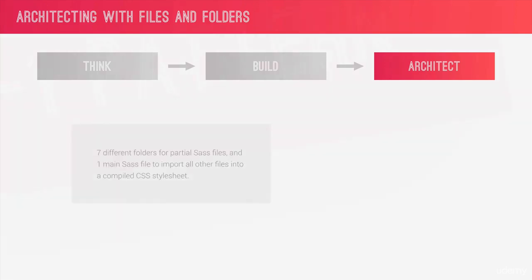Okay, so the 7-1 pattern is extremely simple. All it means is that we have 7 different folders where we put partial SASS files, and then one main SASS file in which we import all of our partial files into one final compiled CSS style sheet. Of course, when I say SASS here, I could mean any other CSS preprocessor, because all of them allow to implement this pattern, okay? And we'll see how that works in practice once again a bit later.